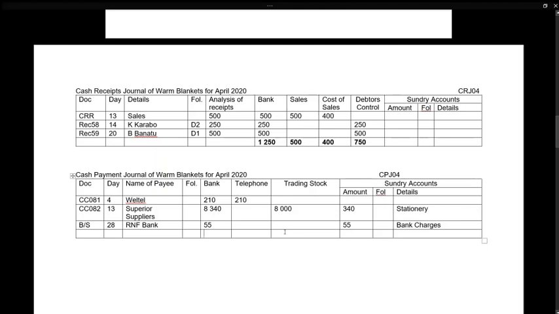Let's total my cash payment journal. My bank will be 8,605 Rand. My telephone will be 210 Rand. Trading stock 8,000 Rand, and then my sundry accounts 395 Rand. So these three together should equal my bank amount, and it does. Therefore, I've done this one correctly as well.